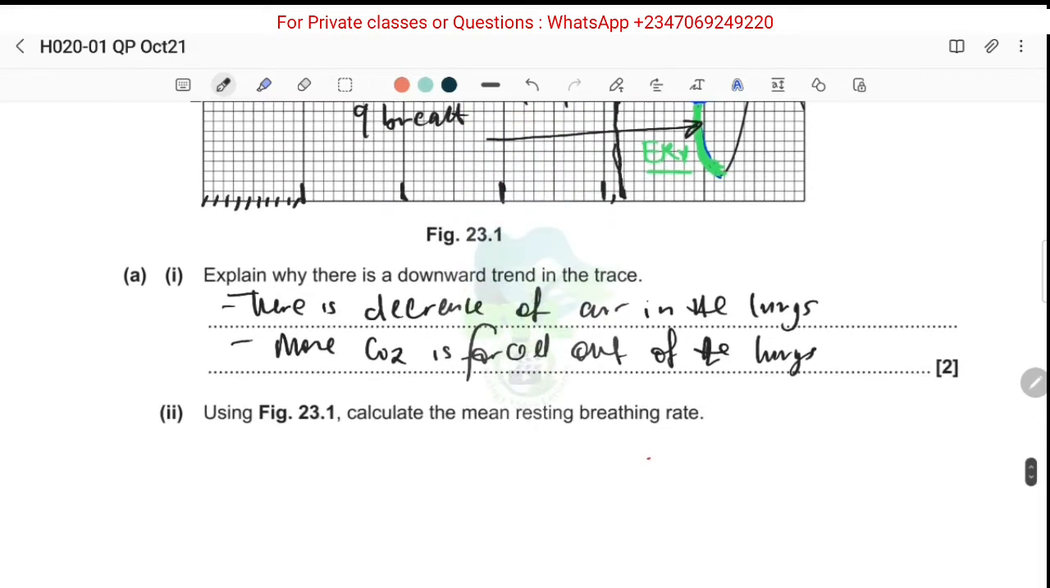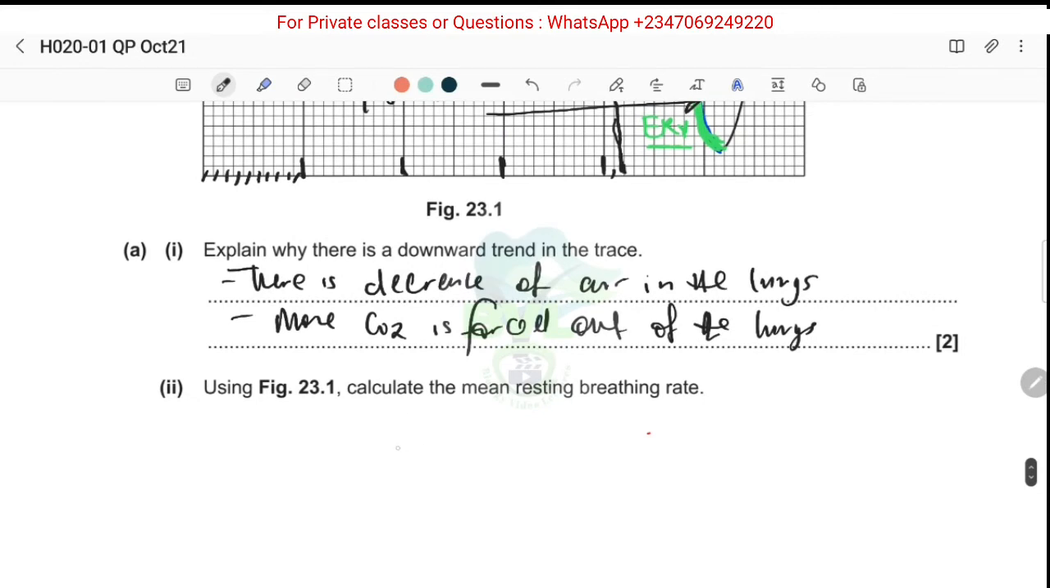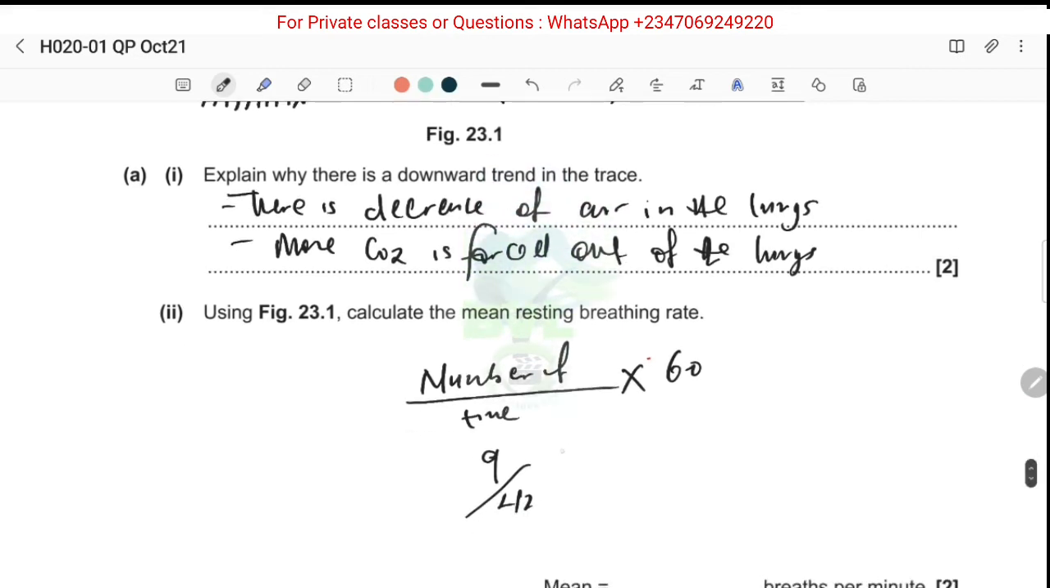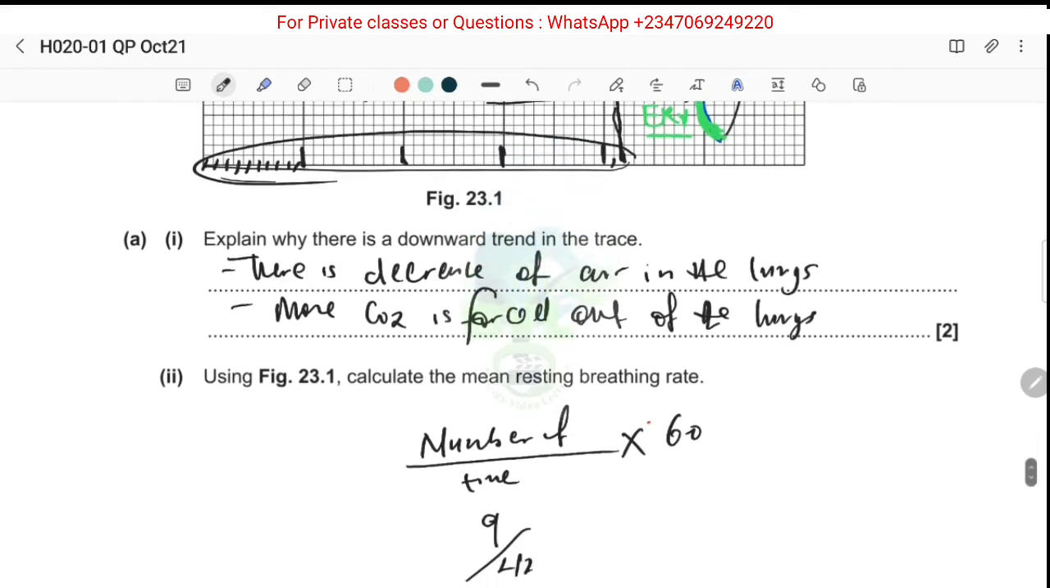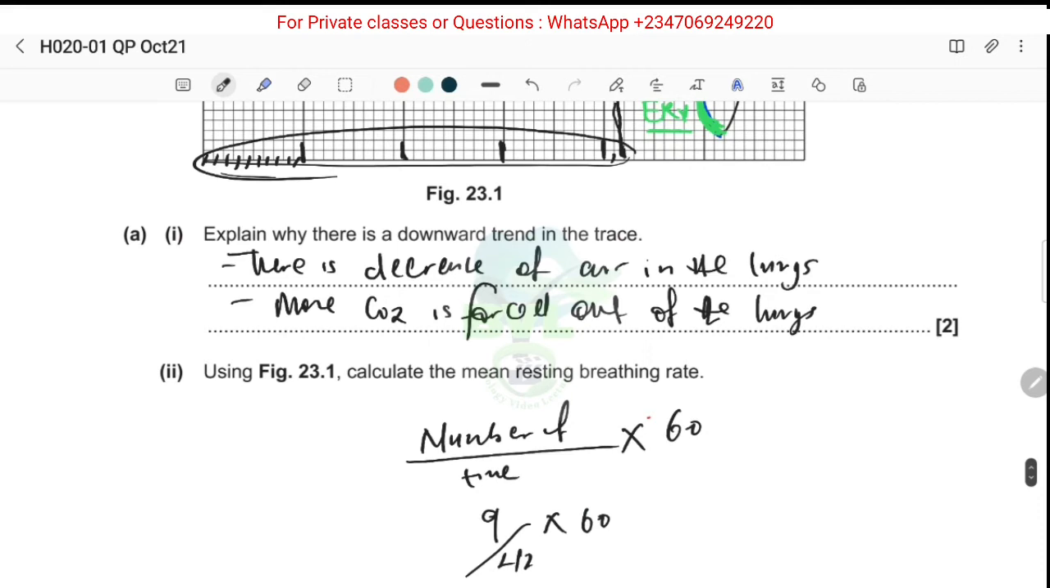So that means for us to calculate, that's going to be the number of breaths divided by the time in seconds, times 60 in a minute. So that's 9 breaths divided by 42 seconds that we counted, from here to here, this whole part, times 60.